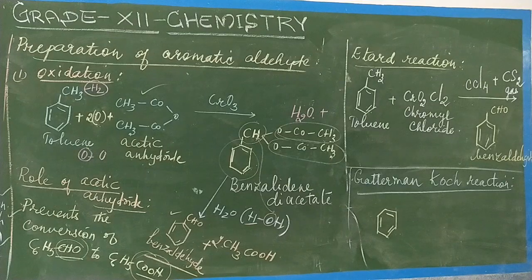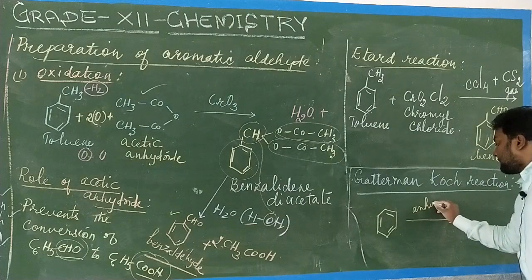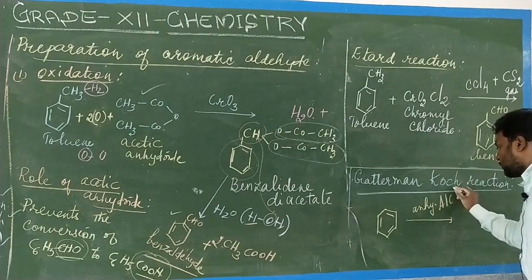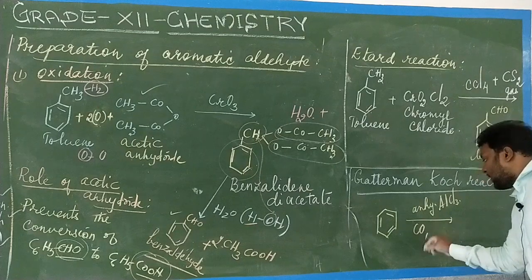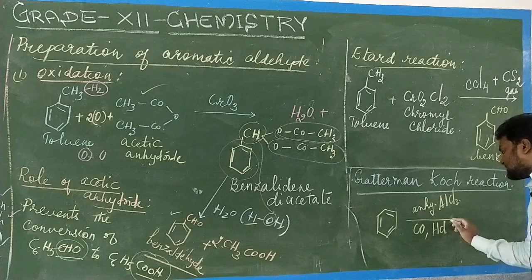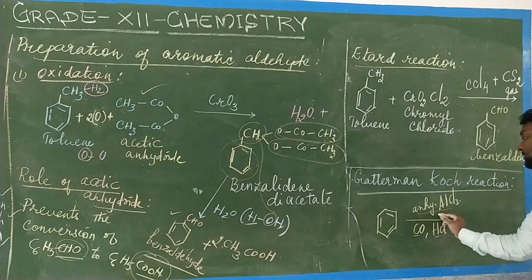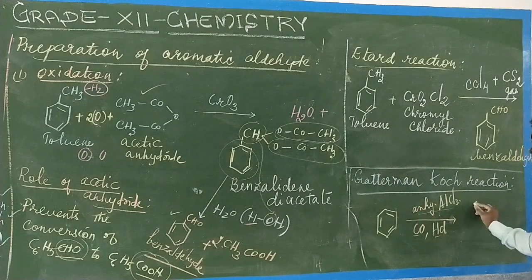This benzene has to be treated with anhydrous Lewis acid, that is aluminum chloride, and then carbon monoxide gas should be passed in the presence of hydrochloric acid. You have to remember these reagents correctly, because that is where the marks are. So in the Gattermann-Koch reaction, anhydrous aluminum chloride with carbon monoxide and hydrochloric acid converts this benzene into benzaldehyde. Okay, this is the Gattermann-Koch reaction.